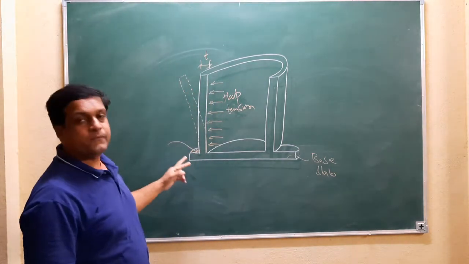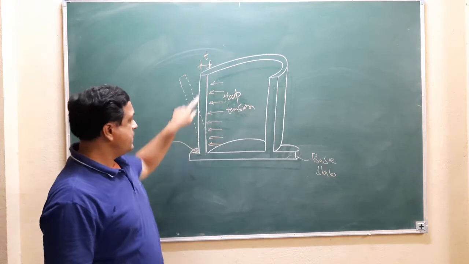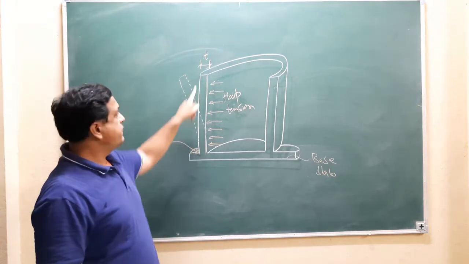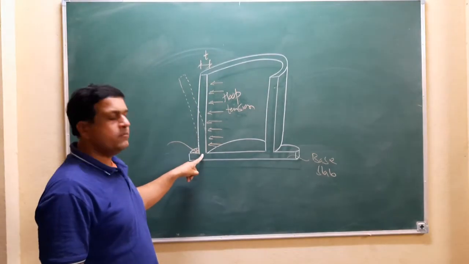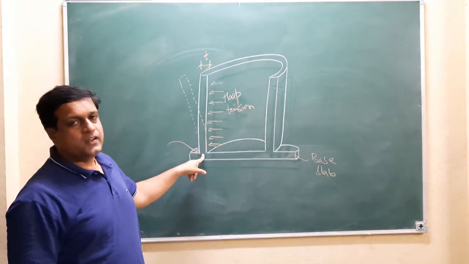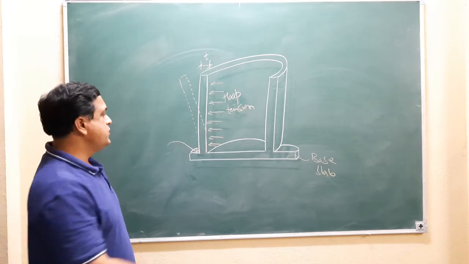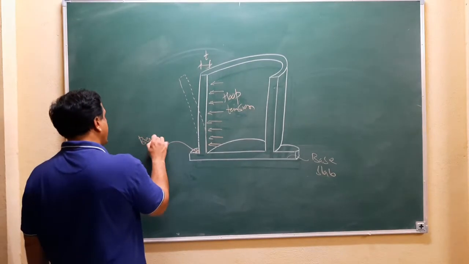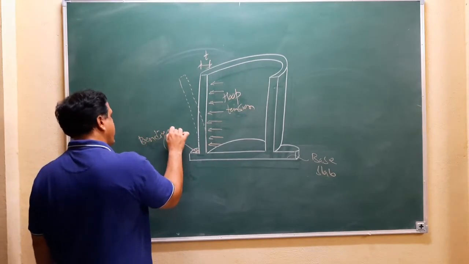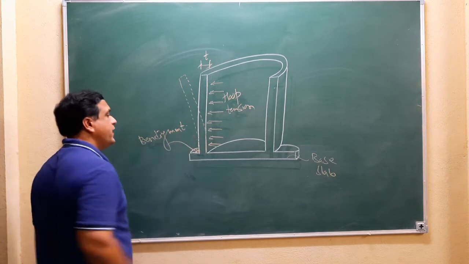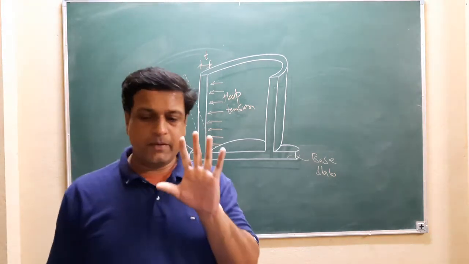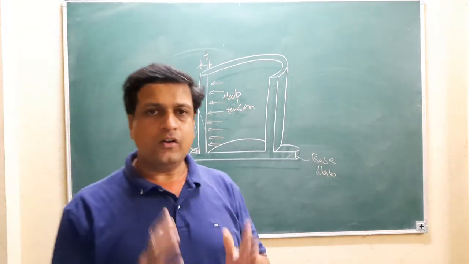And due to the deflection at top and fixity at bottom, the bending moment is developed at the bottom. And for that bending moment, you have to design the wall. So now remember that you have to design the wall and base slab.